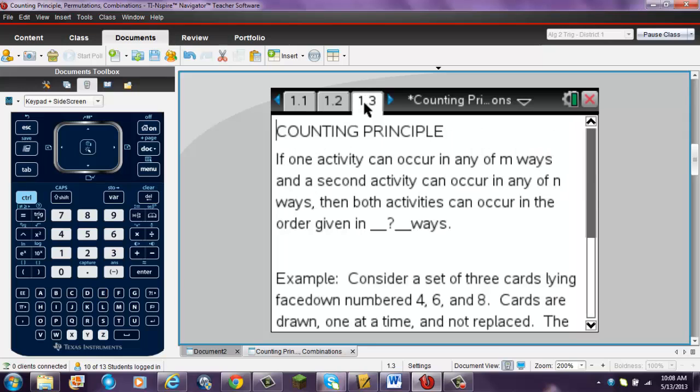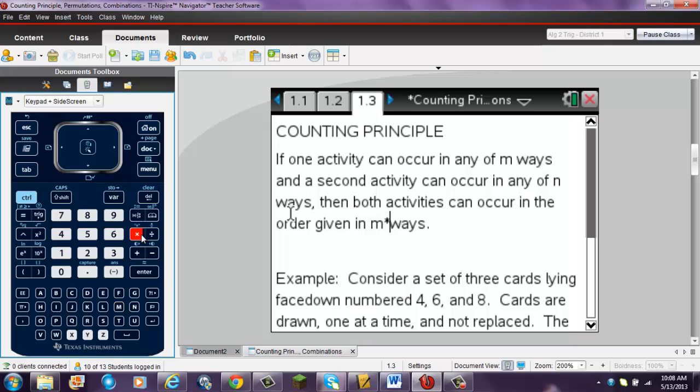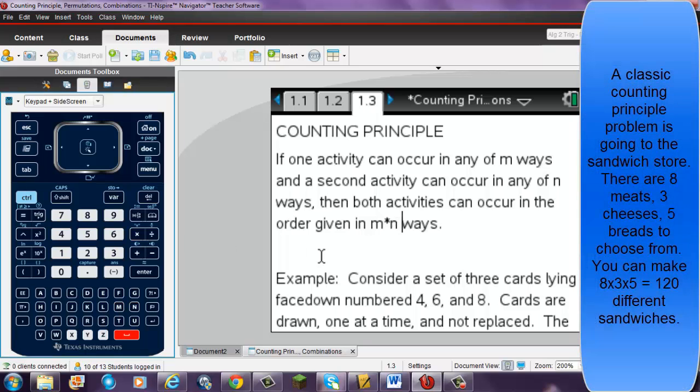Page 1-3. So counting principle. The counting principle says if one activity can occur in any of m ways, and the second activity can occur in any of n ways, then both activities can occur in the order given in m times n ways. It's multiplication.